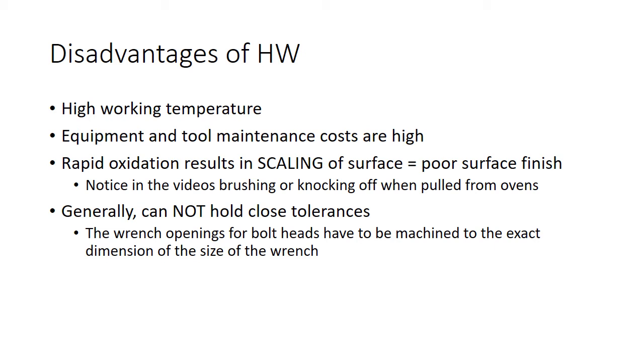You actually end up reducing the diameter, if you will, of whatever it is you're starting to work with. You can't hold particularly tight tolerances. That wrench from a few slides earlier, the part that would go around the bolt would have to be machined to be exactly the right size. You can't get that exact size from forging, so it requires a secondary operation.